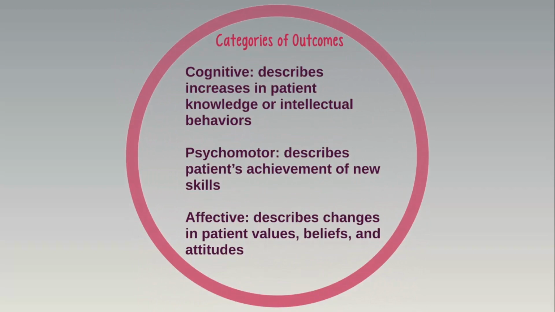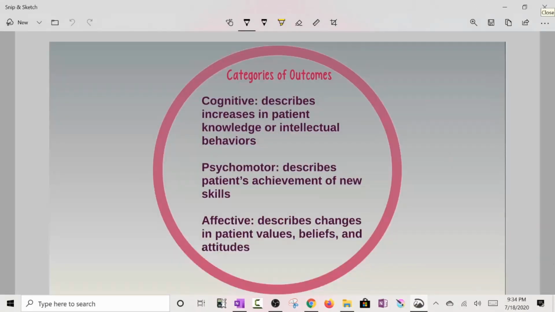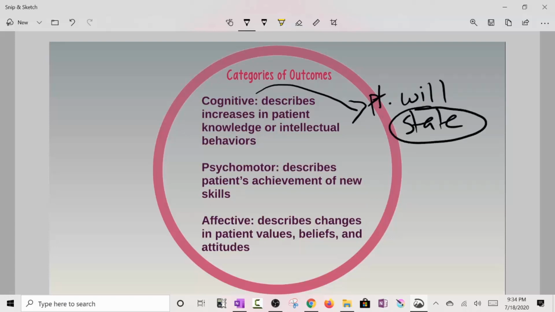Okay, so let's talk about the different categories of outcomes. I'm going to go ahead and write on this for you guys here. So, cognitive describes increases in patients' knowledge or intellectual behaviors. So, for a cognitive outcome, and I'm not going to write the whole outcome statement because we're not quite ready to do that yet, patient will state. This state right here is directing you to a cognitive outcome. So, patient will state. You're then in the cognitive category of an outcome statement. For psychomotor, patient will demonstrate.